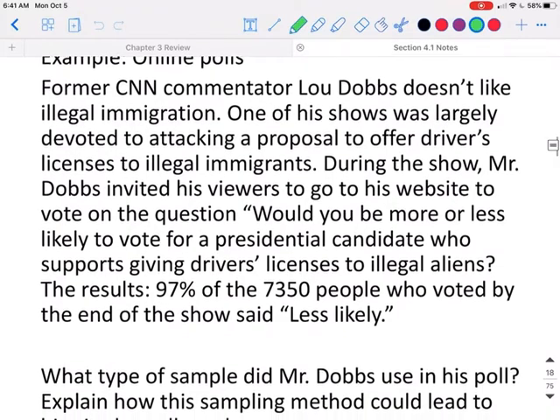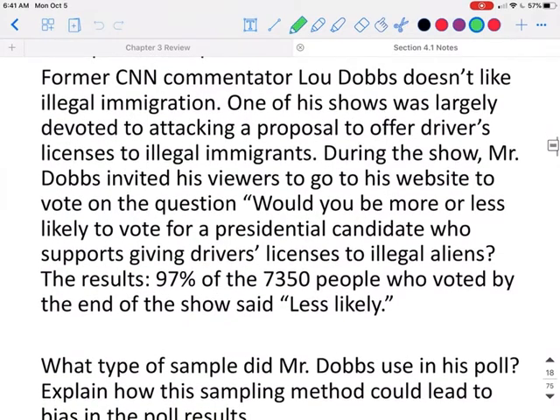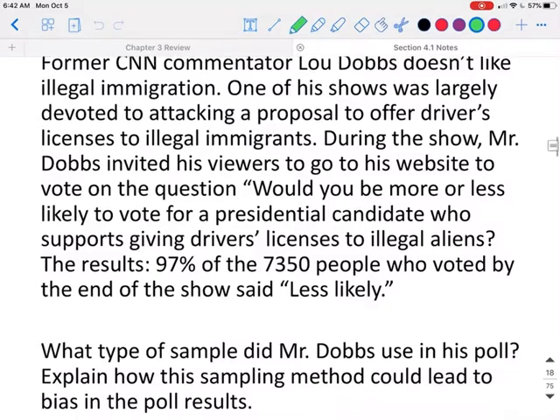So former CNN commentator Lou Dobbs doesn't like illegal immigration. His show was largely devoted to attacking a proposal to offer driver's licenses to illegal immigrants. During the show, Mr. Dobbs invited his viewers to go to his website to vote on the question, would you be more or less likely to vote for a presidential candidate who supports giving driver's licenses to illegal aliens? The results, 97% of the 7,350 people who voted by the end of the show said they were less likely to vote for that presidential candidate.